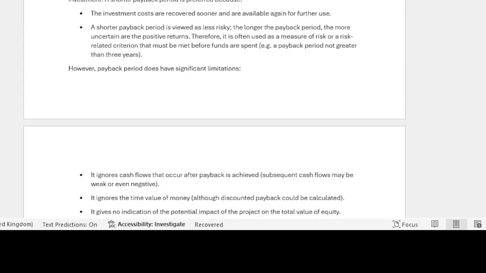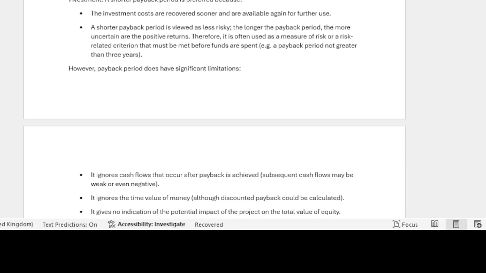However, when you're using this kind of method, it has things it doesn't consider. For example, the cash flow that occurs after the payback. It only considers the amount of money that is involved from the point of investment up to the time when you recover your money back. So it doesn't look at the cash flows that will come after the payback period. So it ignores them.